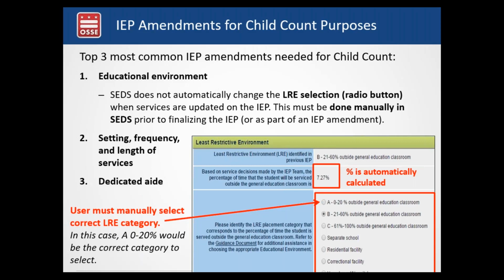So in our example, the percentage that is calculated is 7.27%. The category that is selected in this example is B. We can see that that is incorrect. 7.27 should reflect A. So this will require the user to complete an IEP amendment so that they can select the correct LRE category.